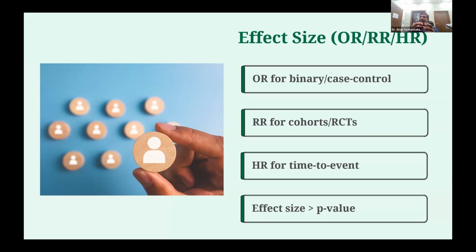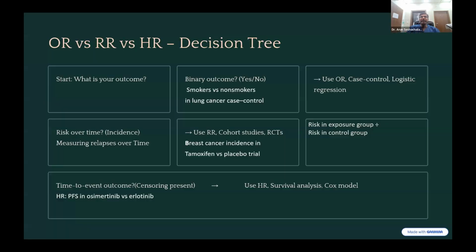So when the time component is added, that's why you need the Kaplan-Meier curve, the log rank model, and the Cox proportional model. All these are utilized when the time component is also added. So this is the decision tree.